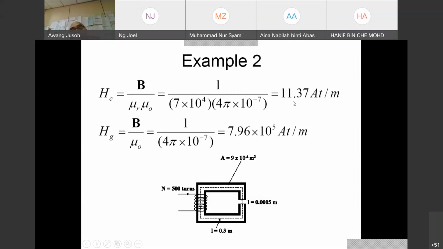How much in the core? 11.3 only. In the air gap, B divided by mu naught only. Mu R equals 1. How much? 7.96 times this power. How much?